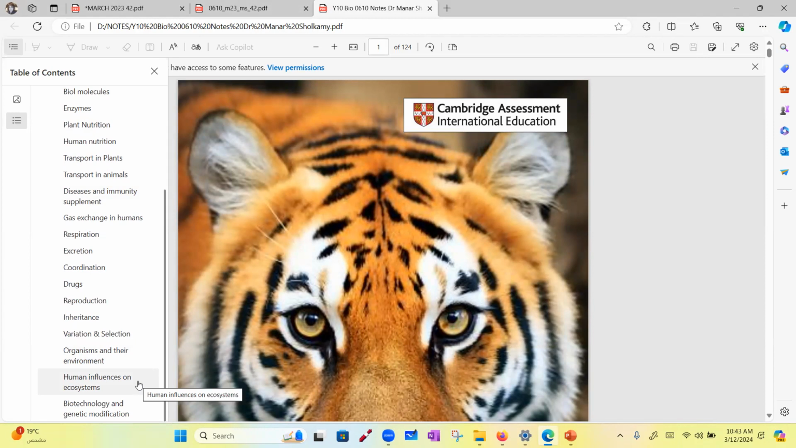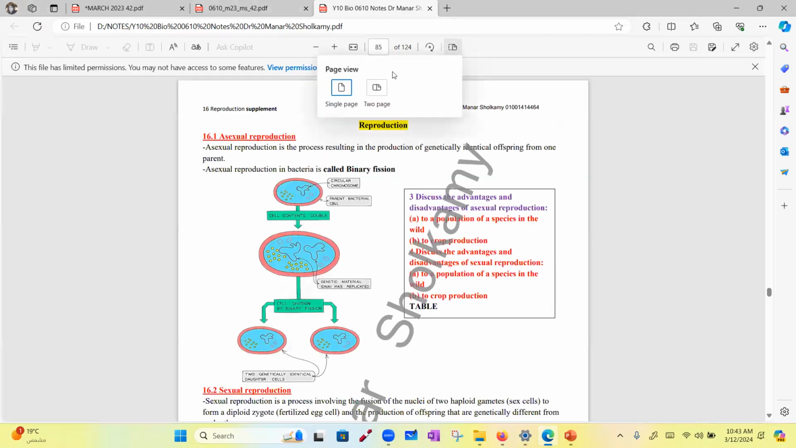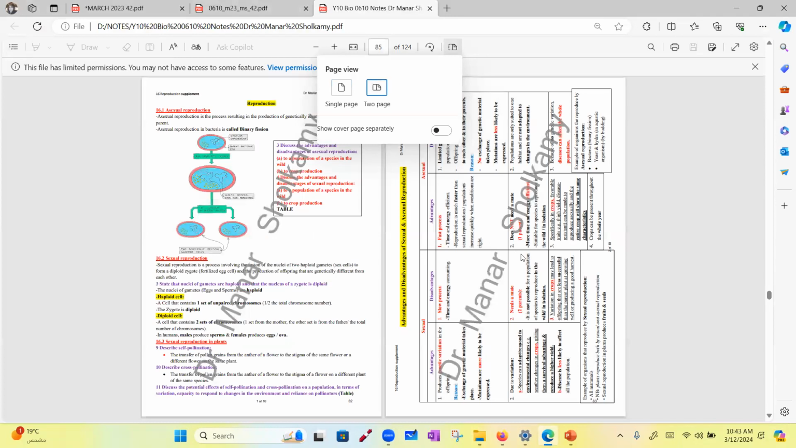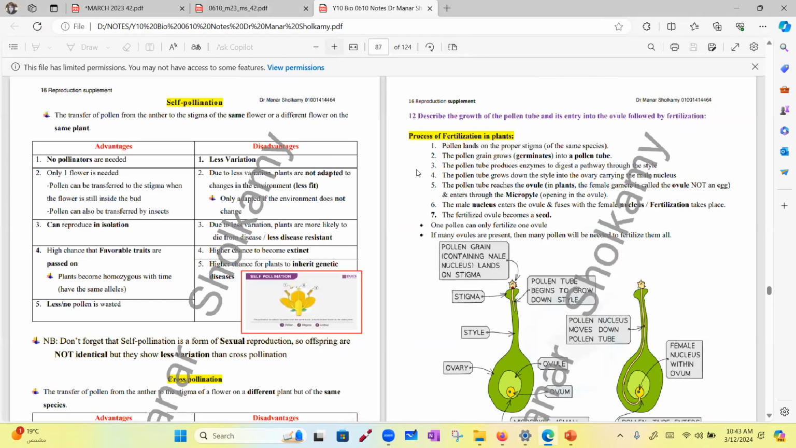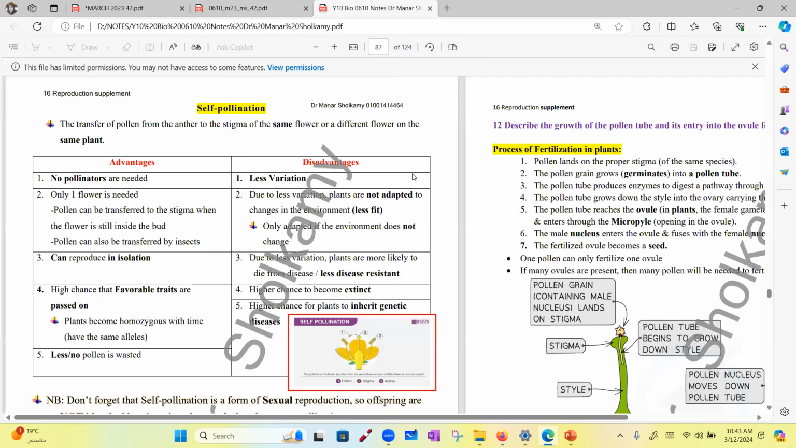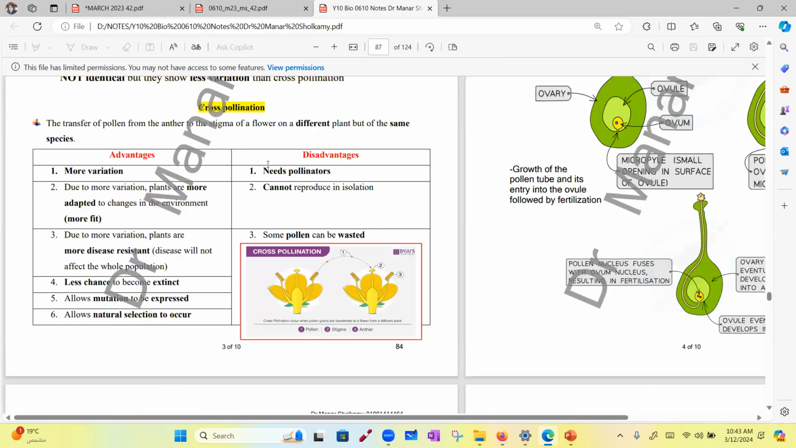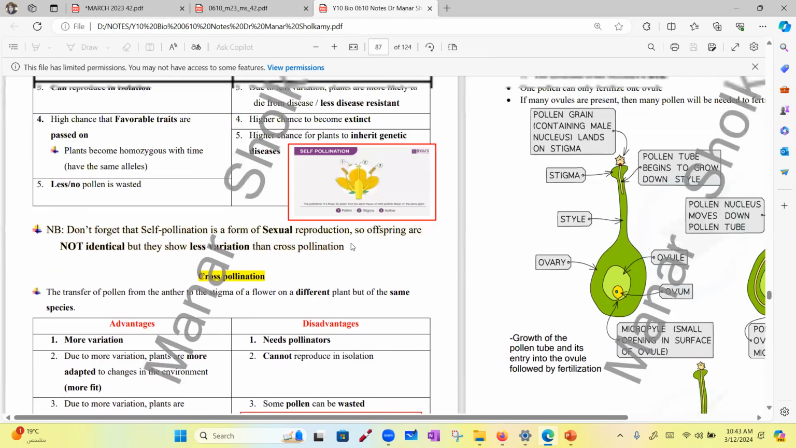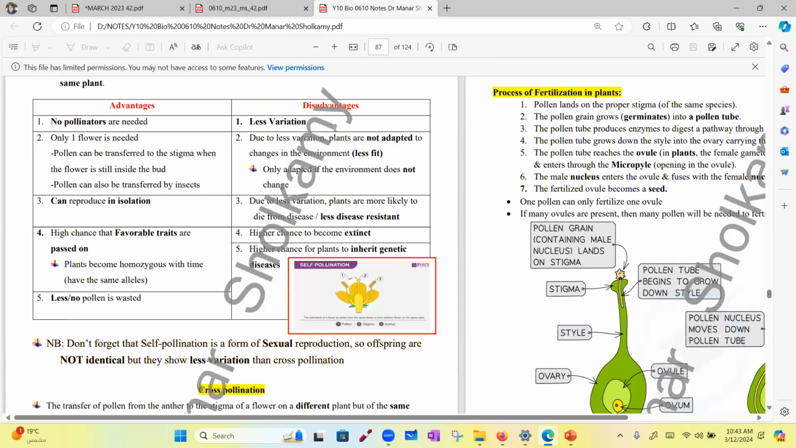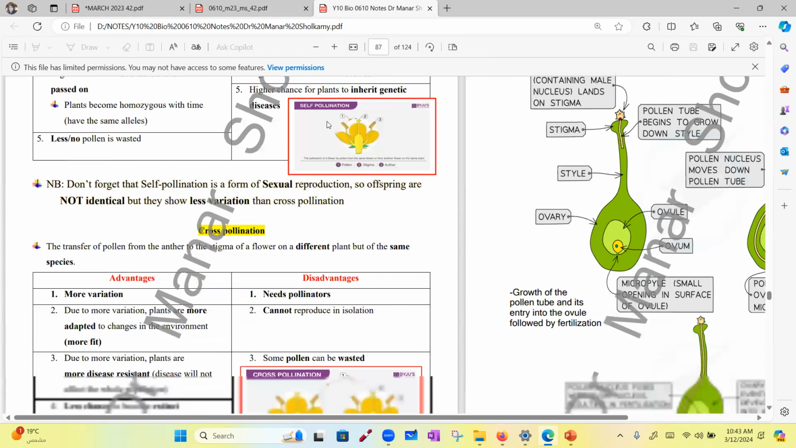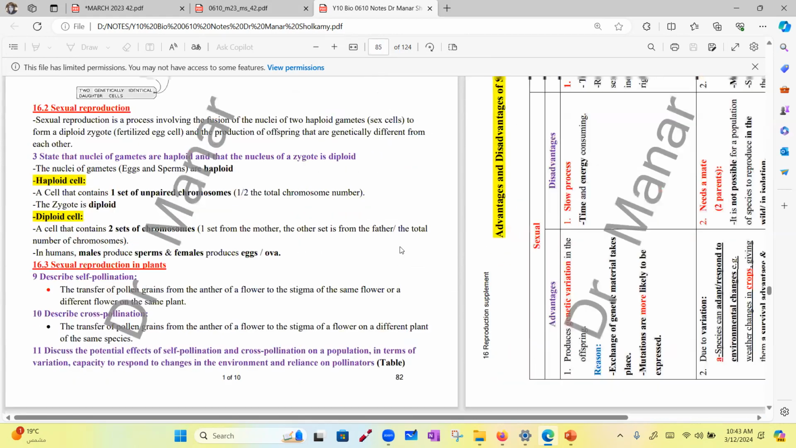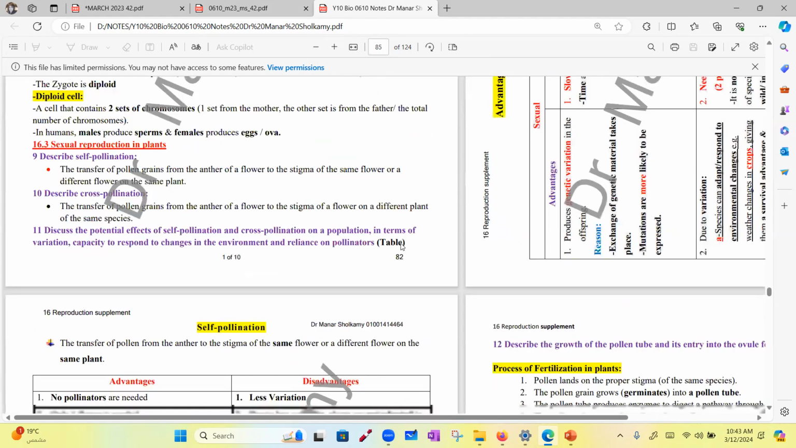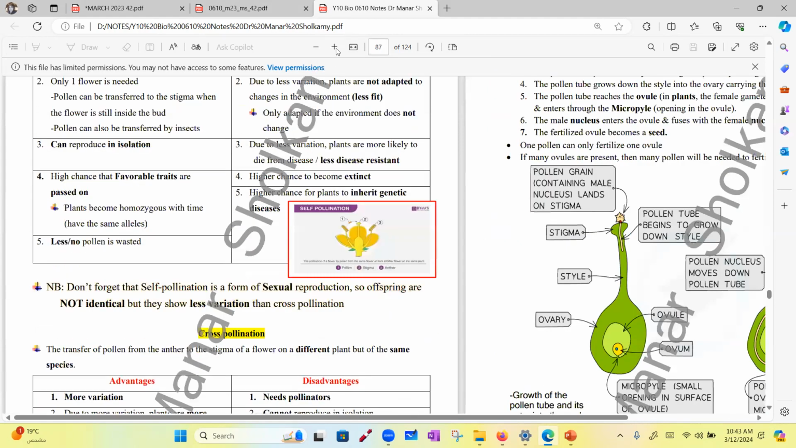Now, what is the remaining part of the question? Compare. What? Disadvantages of self? Okay, so you will write this part and you will write this part. Okay, not only the disadvantages of cross-pollination, also the disadvantages of sexual reproduction, because it is sexual reproduction. Fine, so the disadvantages, write it down, don't look at me.